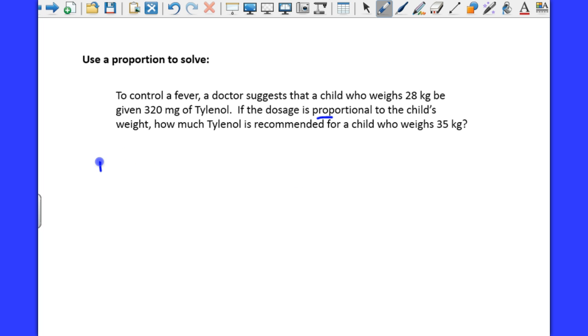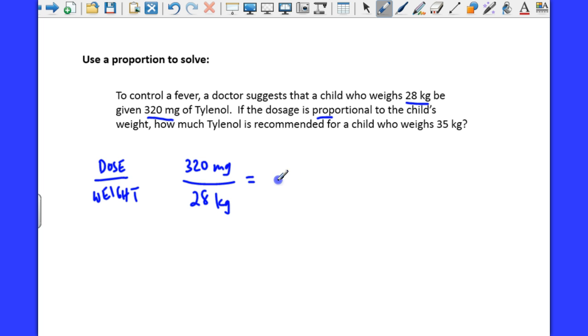Okay, so over here, what we're going to do is put the dose, the milligrams, over weight. The dosage over weight. So we're going to put the dose as the numerator, dosage. And we have 320 milligrams for a 28 kilogram child. So 320, that's milligrams. Please label over 28 kilograms.